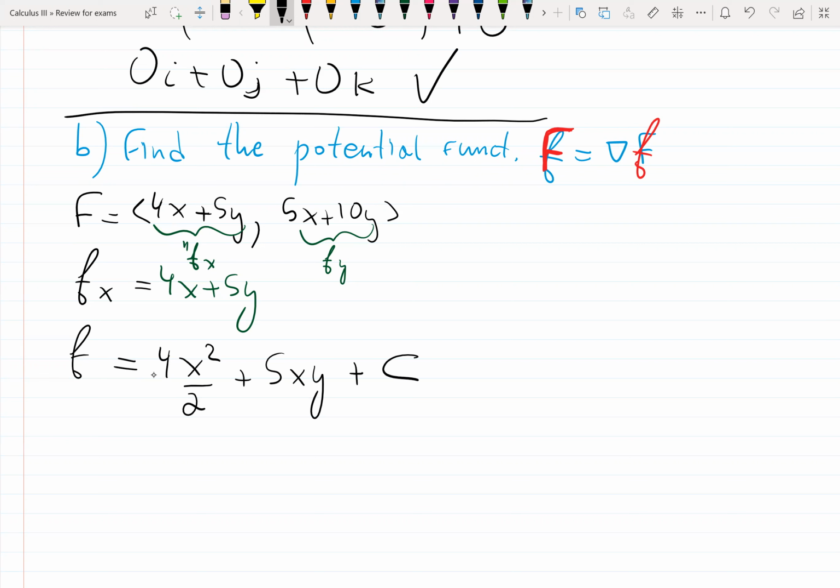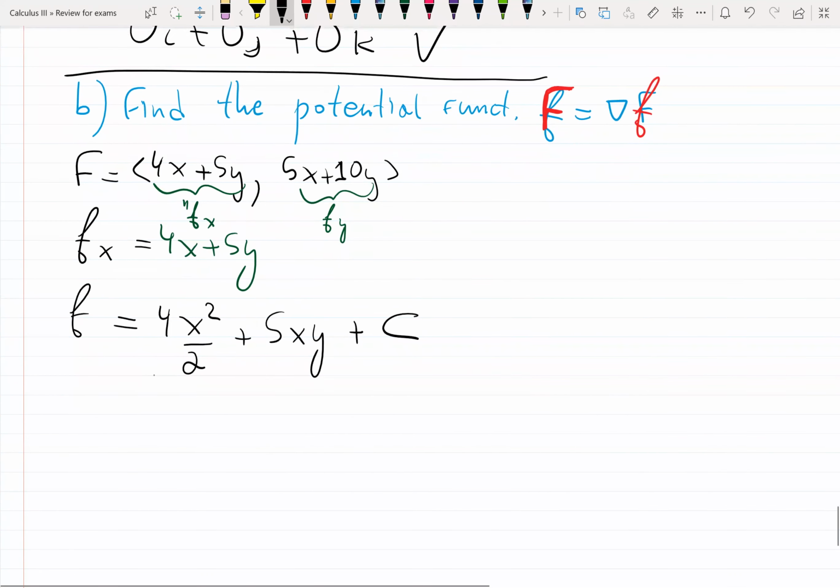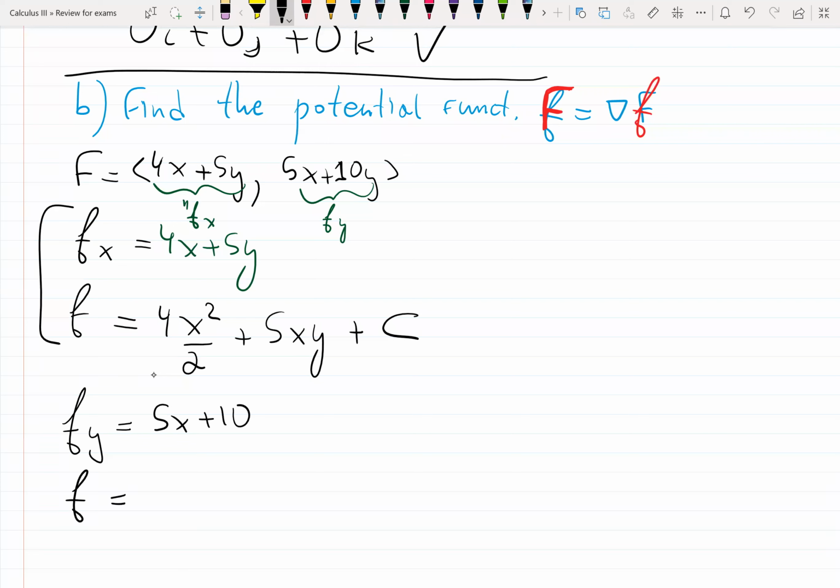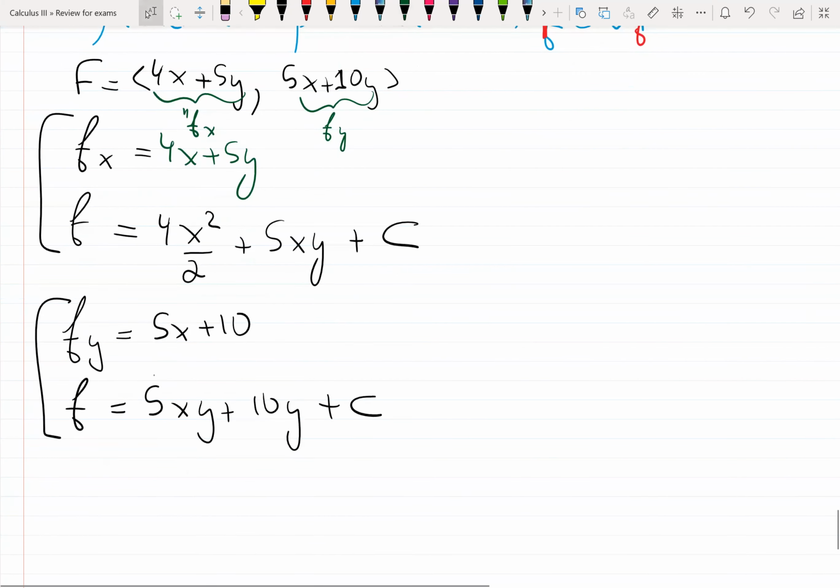That c is not a constant. It's actually a function of the other variable we did not use for integration. Your video in the book explains it in a way that is too complicated, so I will show you the easier way to do it. Then the derivative with respect to y is given as 5x plus 10. When you integrate with respect to y, it will be 5xy plus 10y plus c. That's not a constant; now it's a function of the variables we did not use yet. Check out how simple it is, much easier than what they show in the videos. We're kind of overcomplicating things.